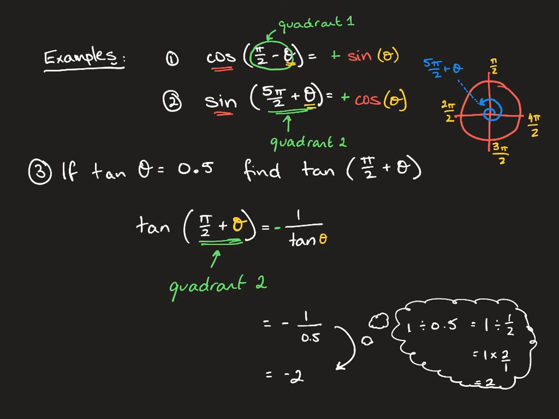This third one's a little bit more difficult, but the same process. Pi on 2 plus theta is in quadrant 2, and in quadrant 2, tan is negative, so that's the negative sign here, and the value is 1 over tan of theta. Now tan of theta, we're told in the question up here, is 0.5, so put 0.5 down here. And then I simplified this. 1 divided by 0.5 is the same as 1 divided by 1 on 2. When you divide by a fraction, change the divide to multiply and flip the fraction, and you get an answer of 2. And of course we had a negative.